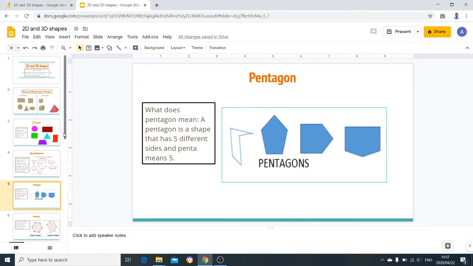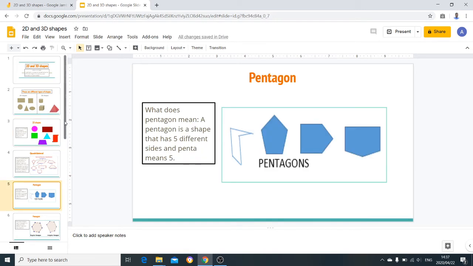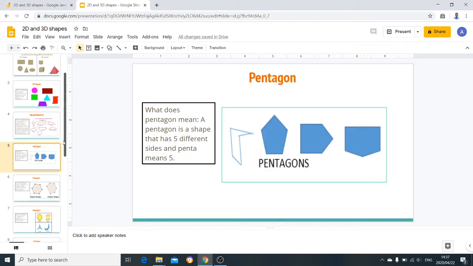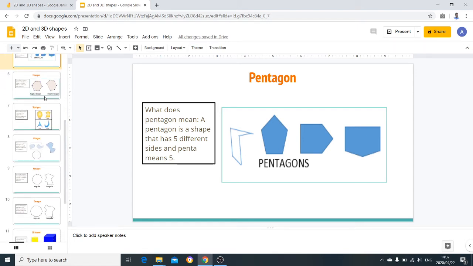Pentagon. What does a pentagon mean? So guys, what does a pentagon mean? A pentagon is a shape that has 5 different sides, and penta means 5. This is an irregular pentagon and this is a regular pentagon.